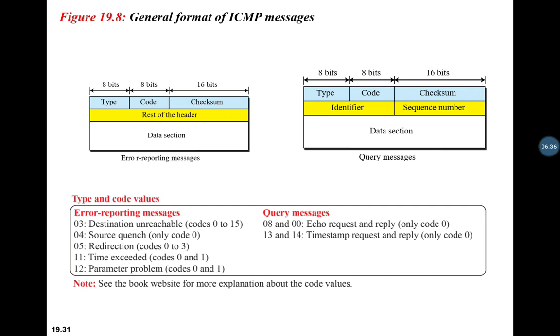The data section in the error message carries the information for finding the original packet that had an error. And the data section in the query message carries the information based on the type of the query. So the data section will be different. Now first let us see the error reporting messages.